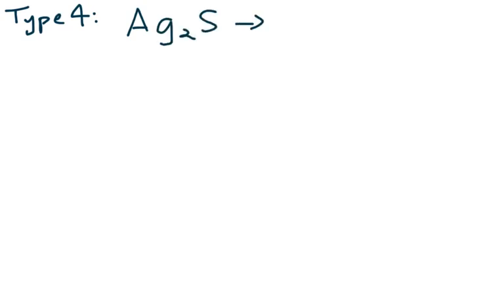Of course, types 1 to 3 are fairly simple, and now we're going to move into type 4, which is a little bit more complicated because we have to use the variable x because we don't know any concentrations. So it tells us that Ag2S has a KSP of 1.6 times 10 to the negative 49, and we need to find the solubility or concentration. So solubility and concentration mean the same thing.